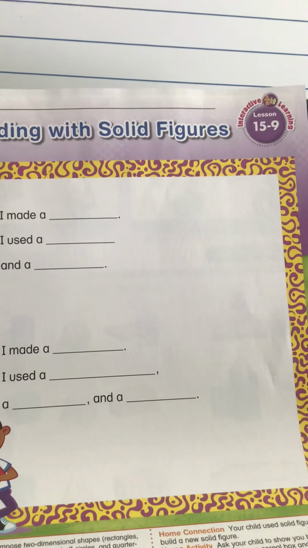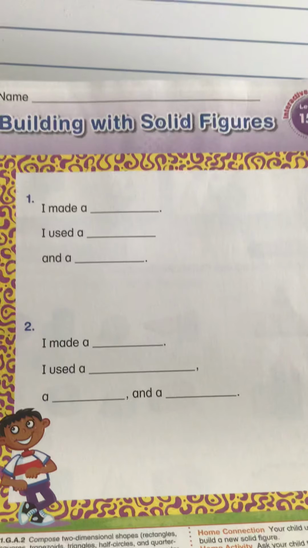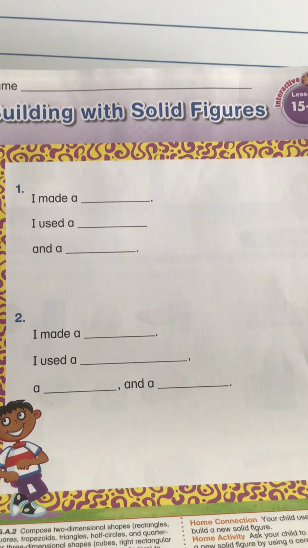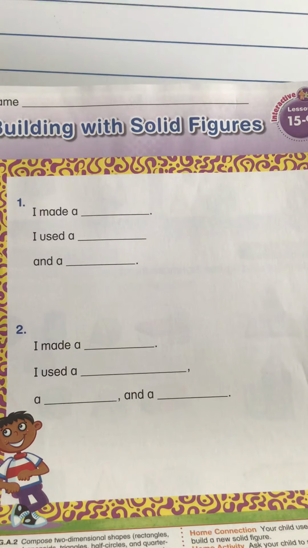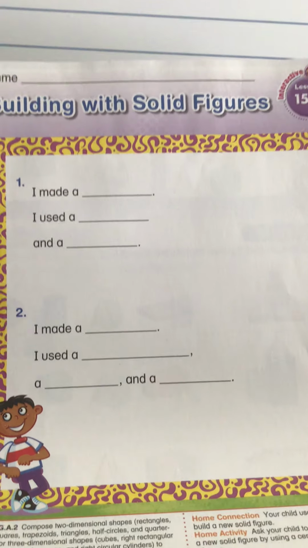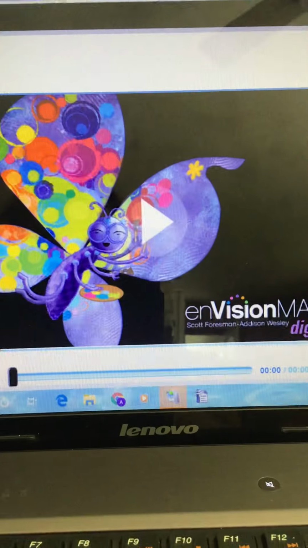Today's math lesson, we're going to be doing 15-9. You will need this paper to work along with us. It won't take very long. It's an easier page today. So we're going to start off with our math movie, and then we'll work together.